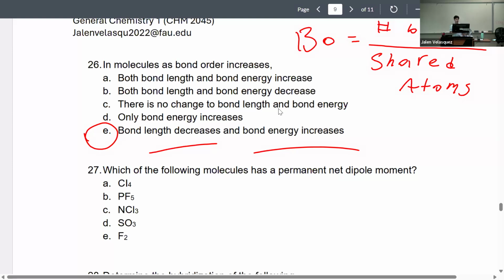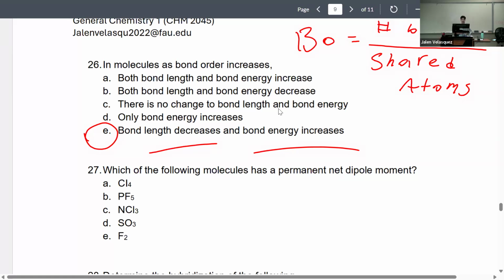So in a way, bond order is kind of like calculating the average number of bonds that a molecule has, right? So if we have more bonds, we know that single bonds are the longest and double bonds and triple bonds are shorter, right? So if we have more bonds, the bond length is going to decrease. And if my bond order is increasing, we have more average bonds, the bond energy will increase, right? Because we know that single bonds are weak and double and triple bonds are strong, right?